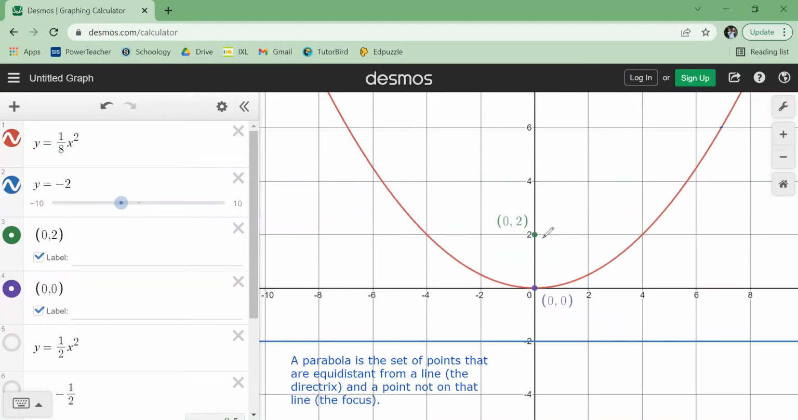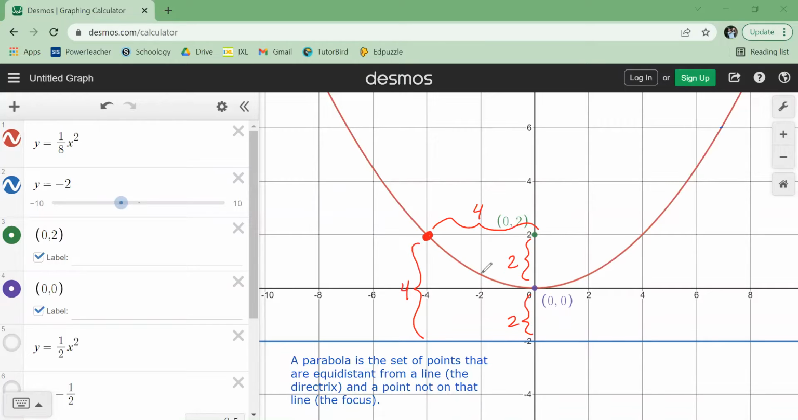So let's look at some of the points. We can start with the vertex, where the distance from that point is 2, and the distance from that line is 2. Okay, so we're in good shape there. We can also look at, let's say, this point. The distance from that point is 4. The distance from that line is 4.